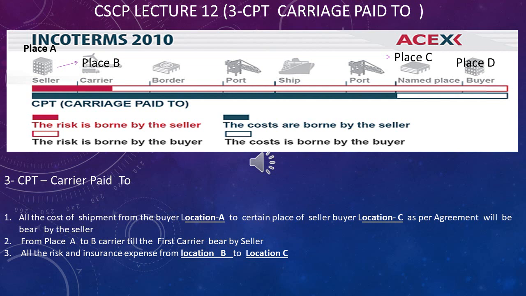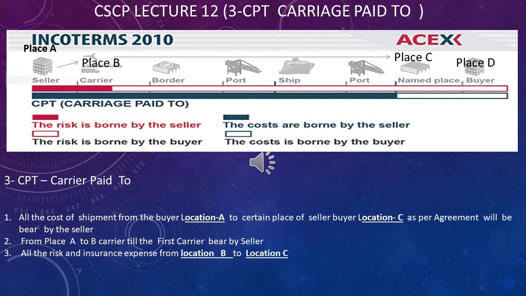So here comes the risk. Normally all the risk from point A to point C is borne by the buyer. But look at that snap, from the seller point A to B is the loading, the carrier loading. So from point A to point B, the risk will be borne by the seller. Rest of the risk from point B to point C will be borne by the buyer. So it's very easy.